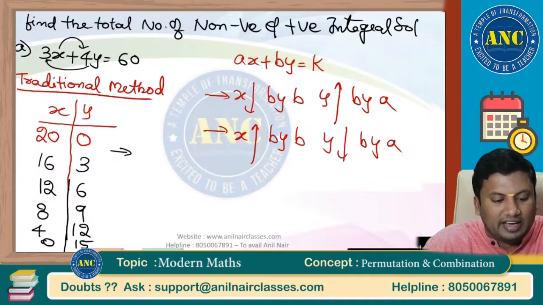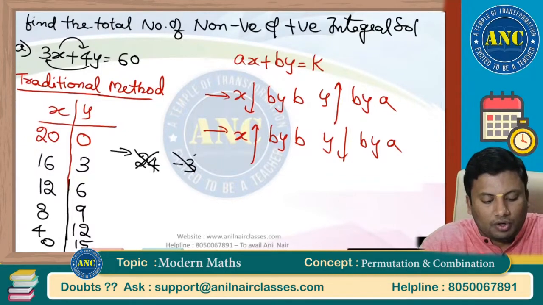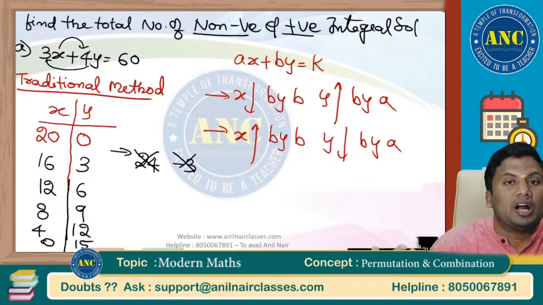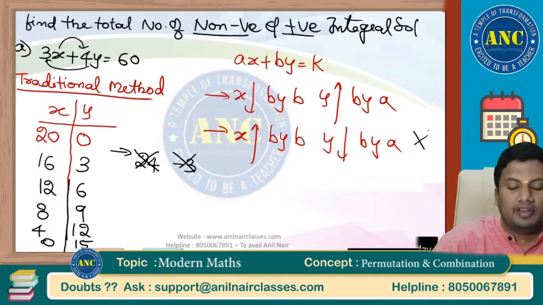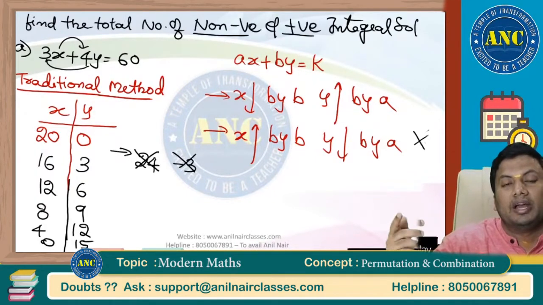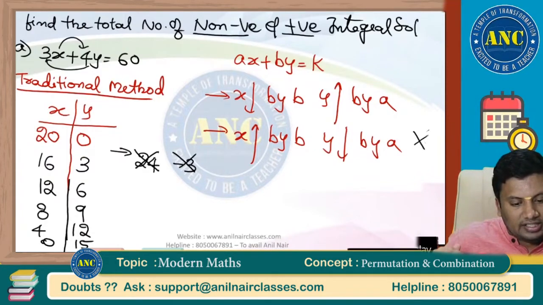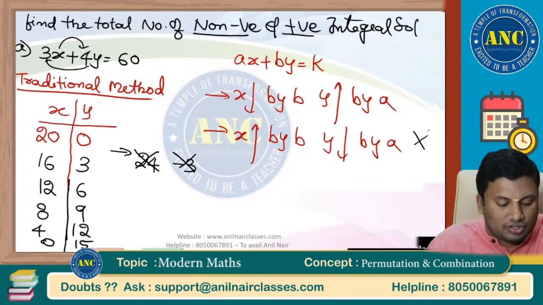Sir, if I take x increasing, 20 plus 4 is 24. y decreases by 3, minus 3. I am getting a negative. The question says non-negative and positive, so x cannot increase. This case won't arise, only this case will arise. This case is giving me a negative value, but I don't want a negative value. x decreases by 4, y increases by 3. I started with y value 0 and completed with x value 0.